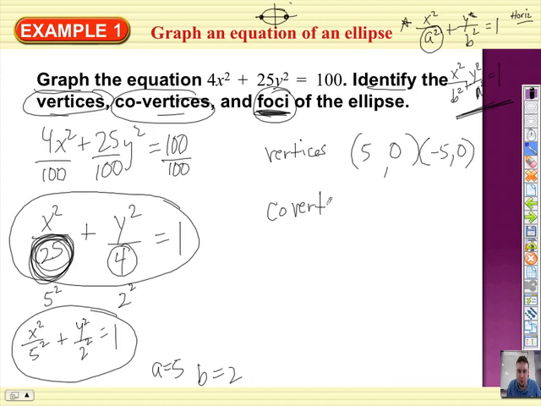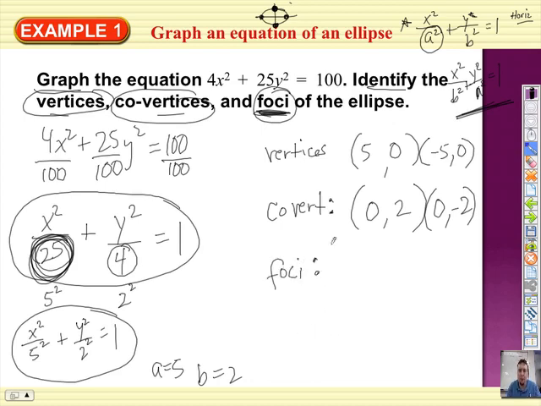Okay, now what's next? Covertices. You get that from your B. Well, that's the other way. If it's A comma 0, then it's the B. It's always 0 comma B, which is 2, and 0 comma negative 2. It's the other way, right? You can look at your picture and do the same thing. Up here, that's 0 comma B. So 0 comma 2, 0 comma negative 2. Your covertices.